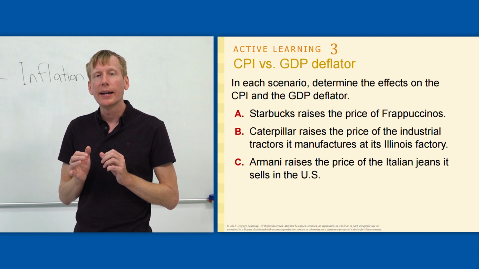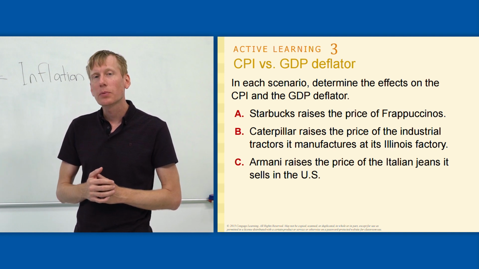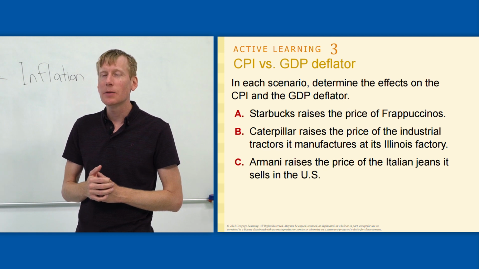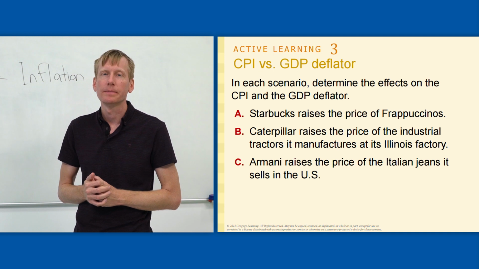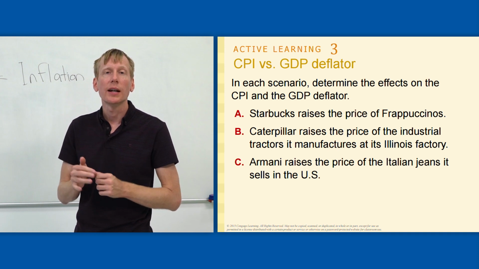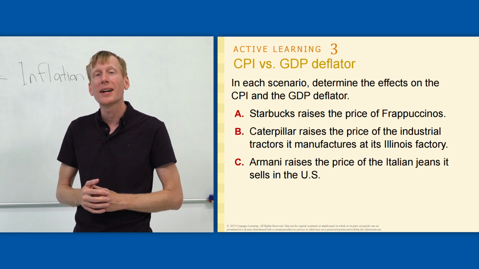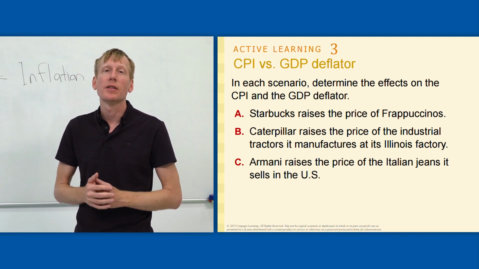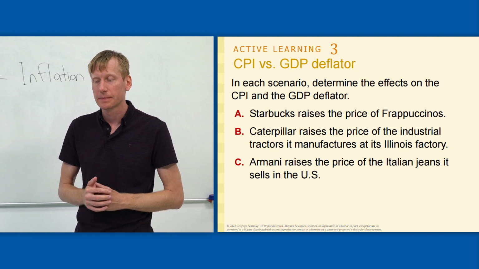Suppose that what we're looking at is the company Caterpillar, which raises the price of industrial tractors that it produces, manufactured at a factory in Illinois. Again, we're looking at, does this have an effect on the GDP deflator inflation rate in the United States? Or does this have an effect on the CPI inflation rate in the United States?